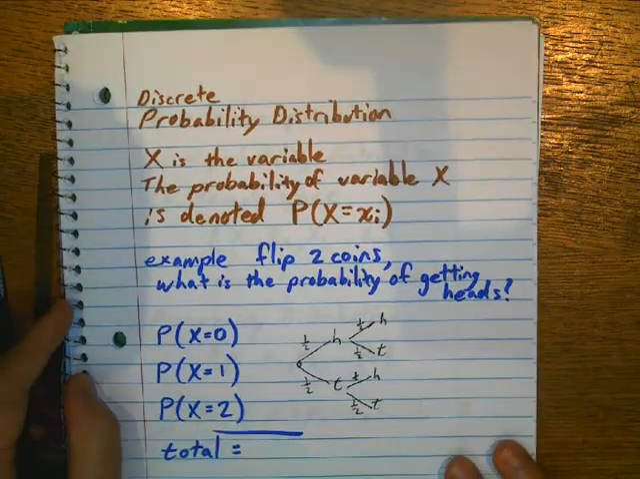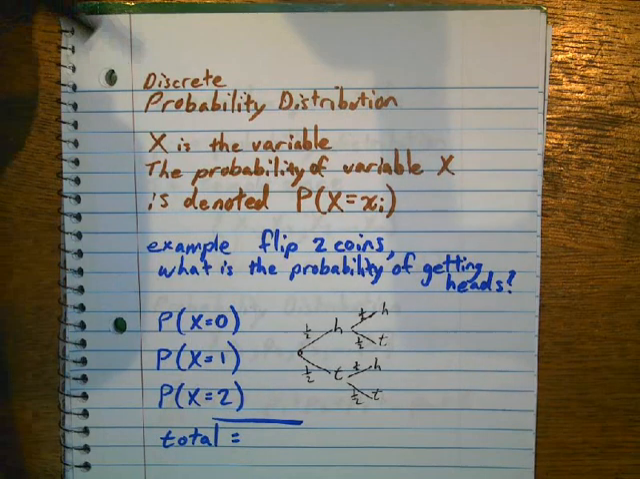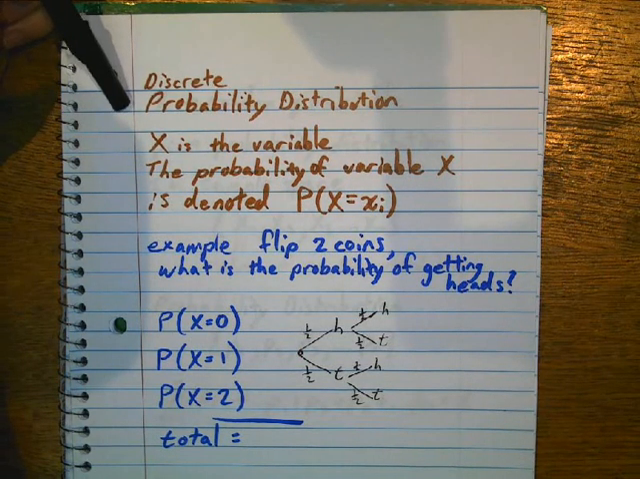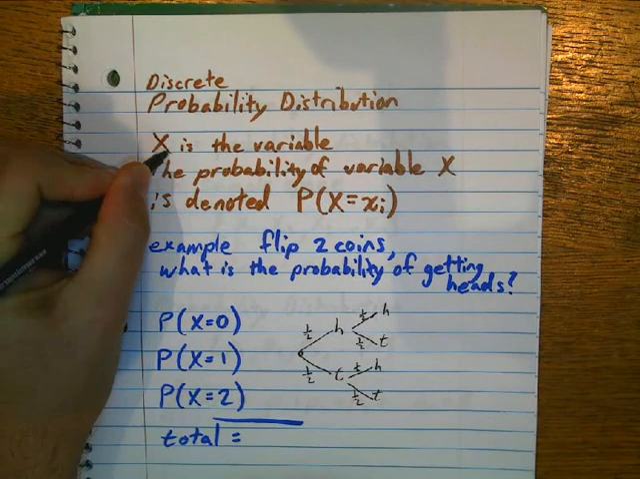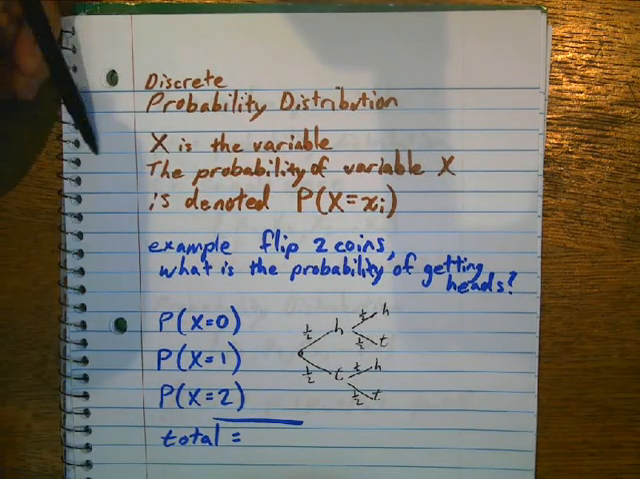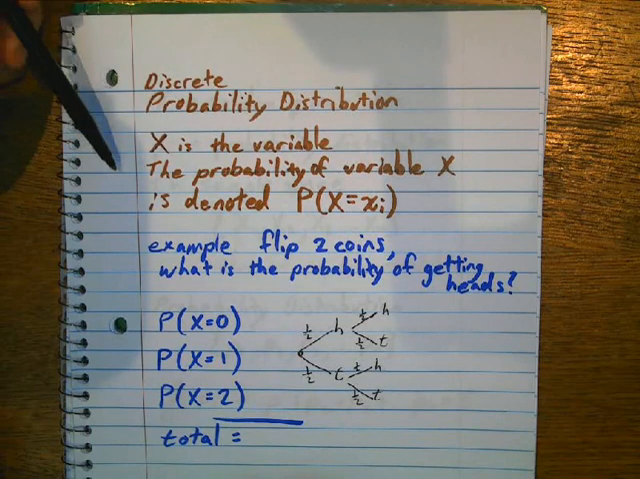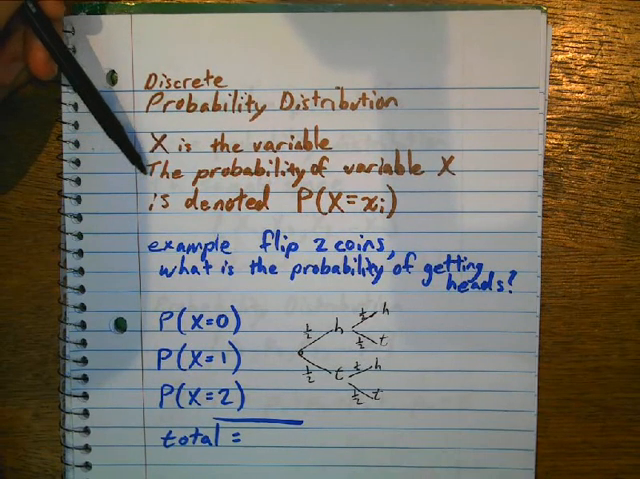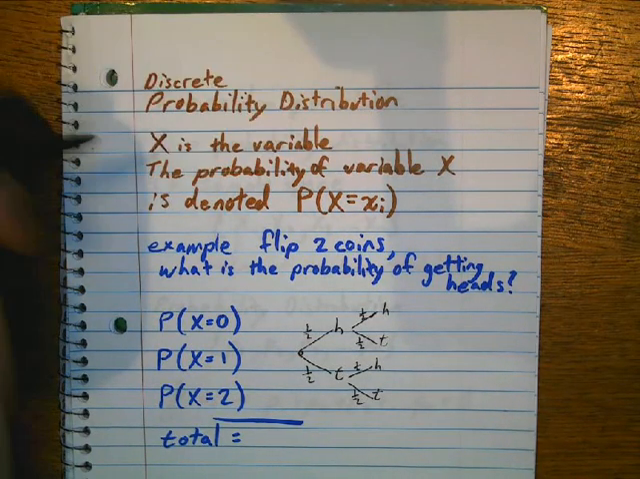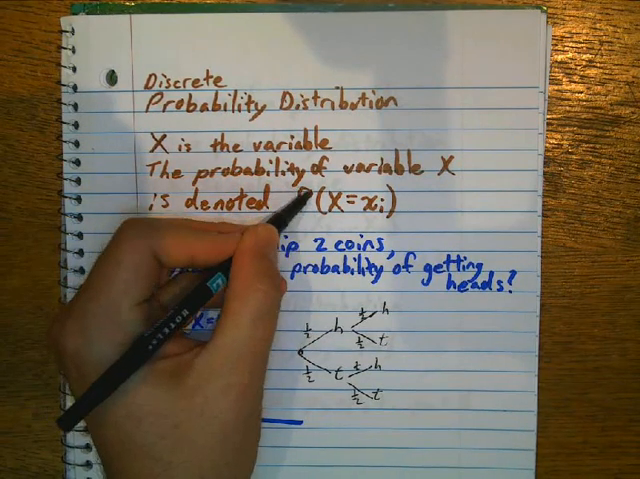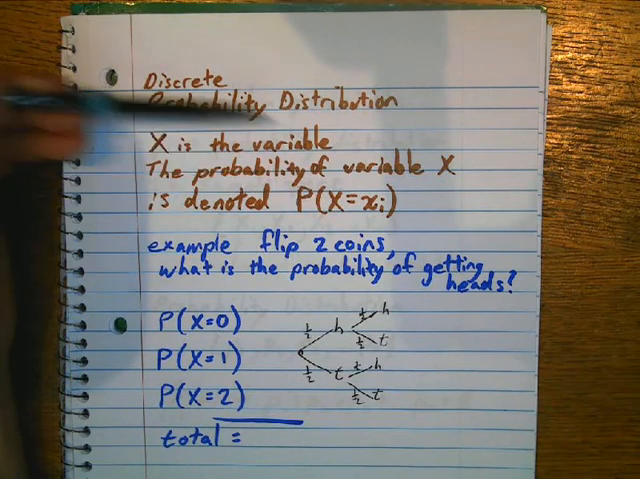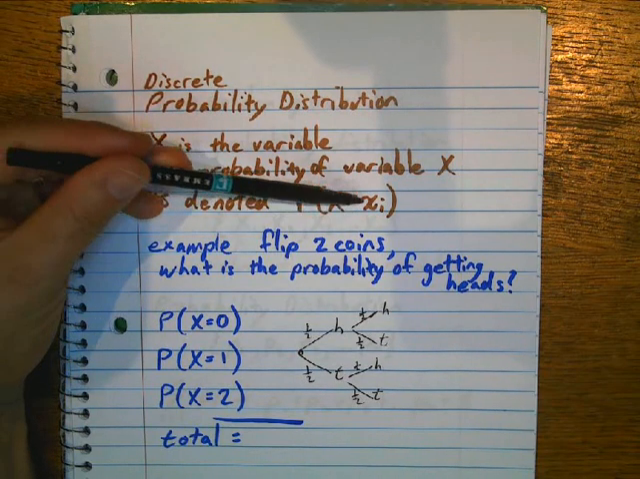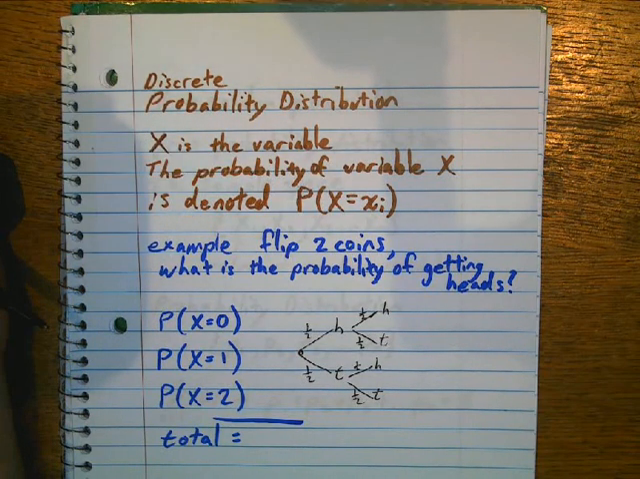Okay, so now we're going to talk about discrete probability distributions. They always use the capital X in our assignment to represent the discrete random variable, and the probability of the variable X is denoted like this. Capital P stands for probability, we're going to deal with probability, and then the capital X for the variable, and X sub i is the value of the variable. So let's talk about this in an example.